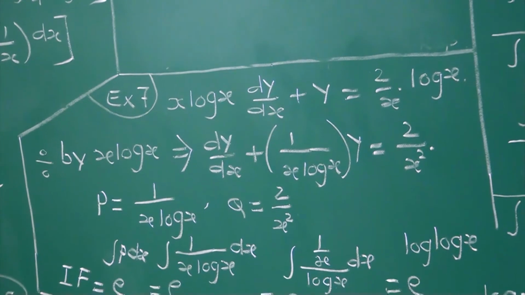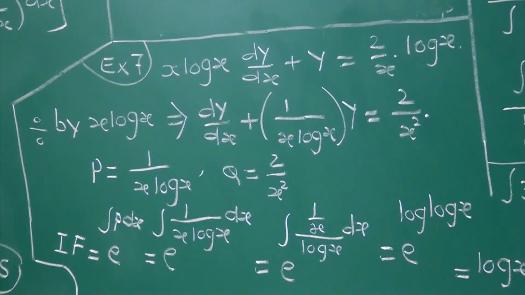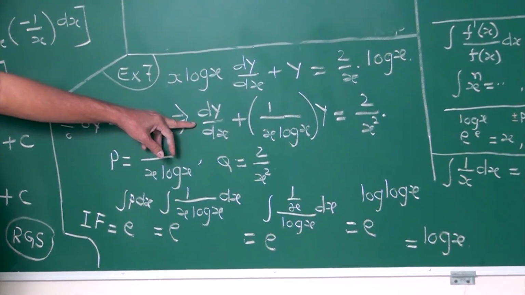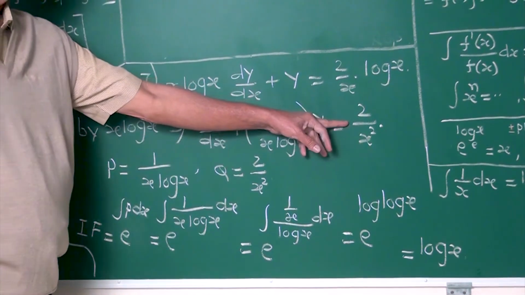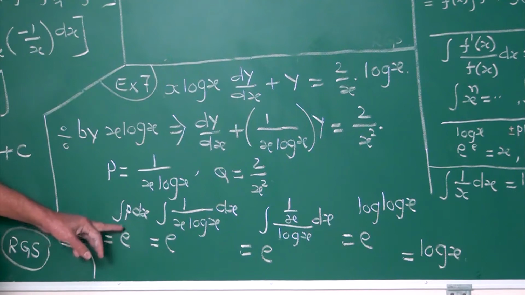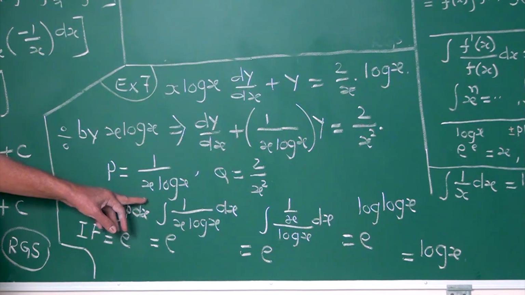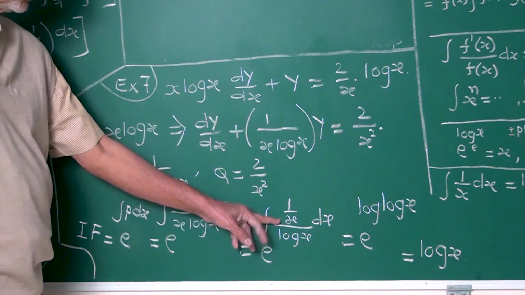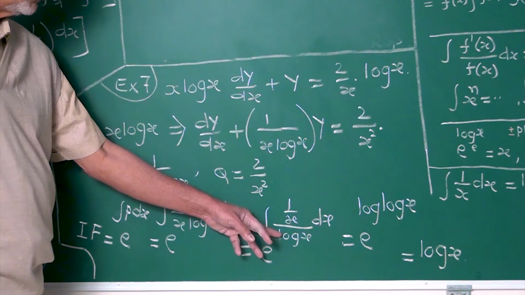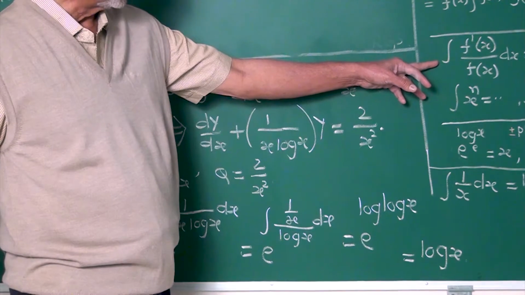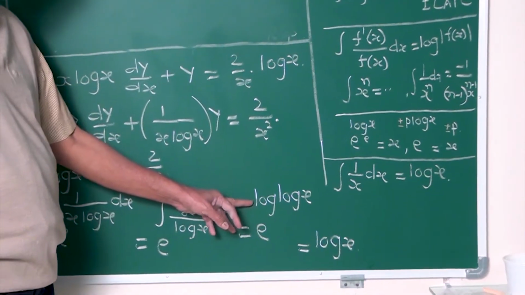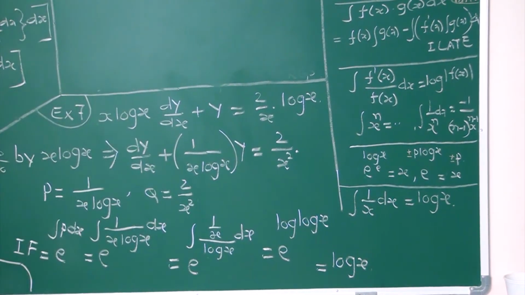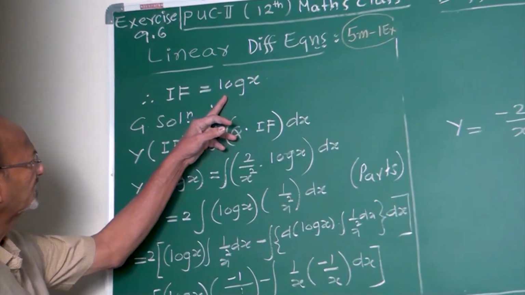I will explain once again. This is the example. Other than 1, divide by the coefficient. After division, this is P, this is Q. Integrating factor, integral P dx, P is this. Adjusting, 1 by x is a derivative of log x, so we can write it this way to apply the integral formula: F dash upon F is log of the denominator. Denominator is log x. E to the power log a is that expression, which is log x. So the integrating factor is log x.